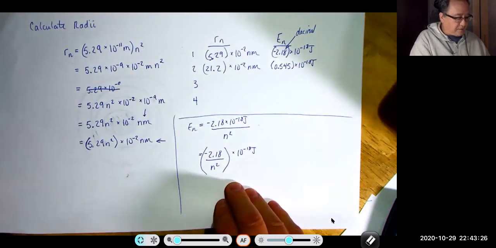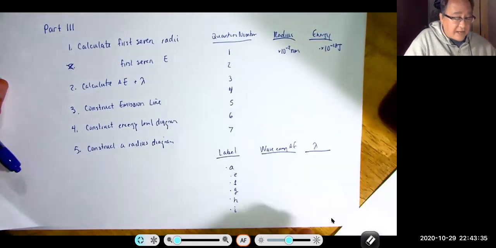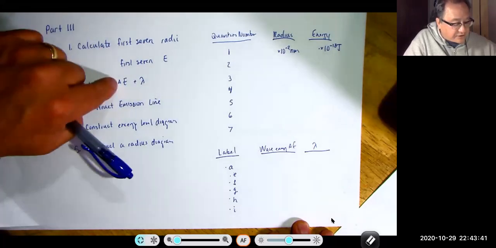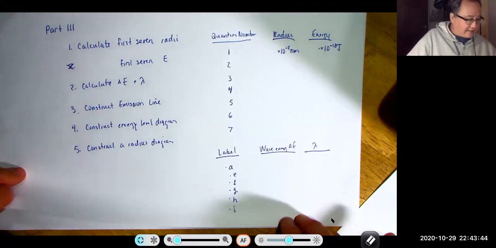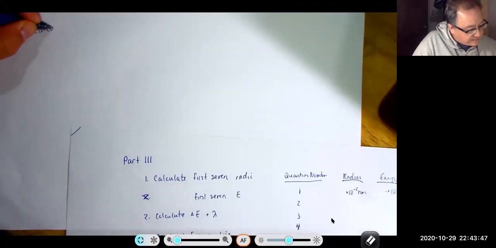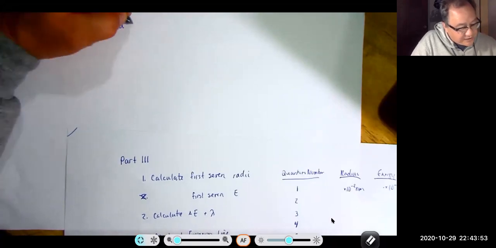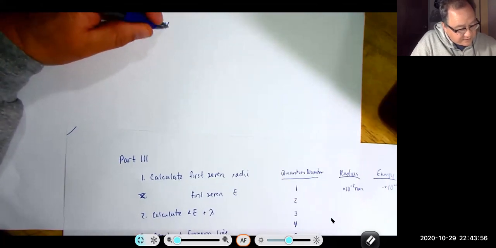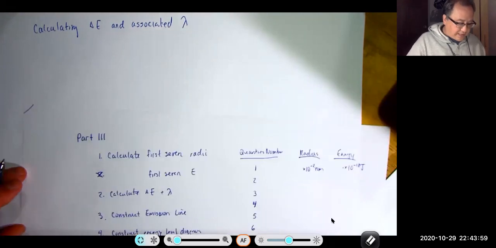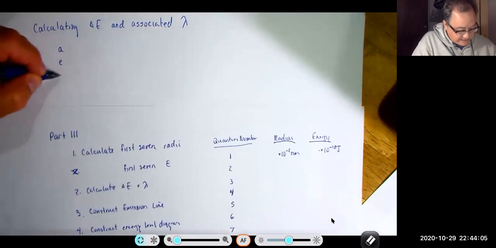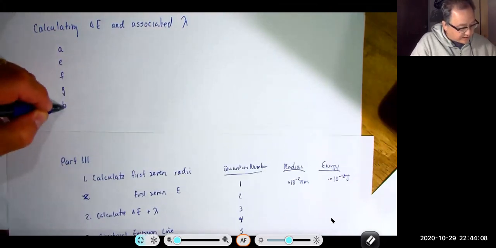Okay? All right. So another thing we have to do, if we look at the parts, so let's go look at the directions here for the calculations. We calculate the first 7 radii, we calculate the first 7 energies, and then we calculate changes of energy and lambdas. So let's take a look at that. Calculating the change in energy and associated wavelength. Okay, so the one that they have for the different labels we're going to do, we're going to be doing label A, E, F, G, H, and I.